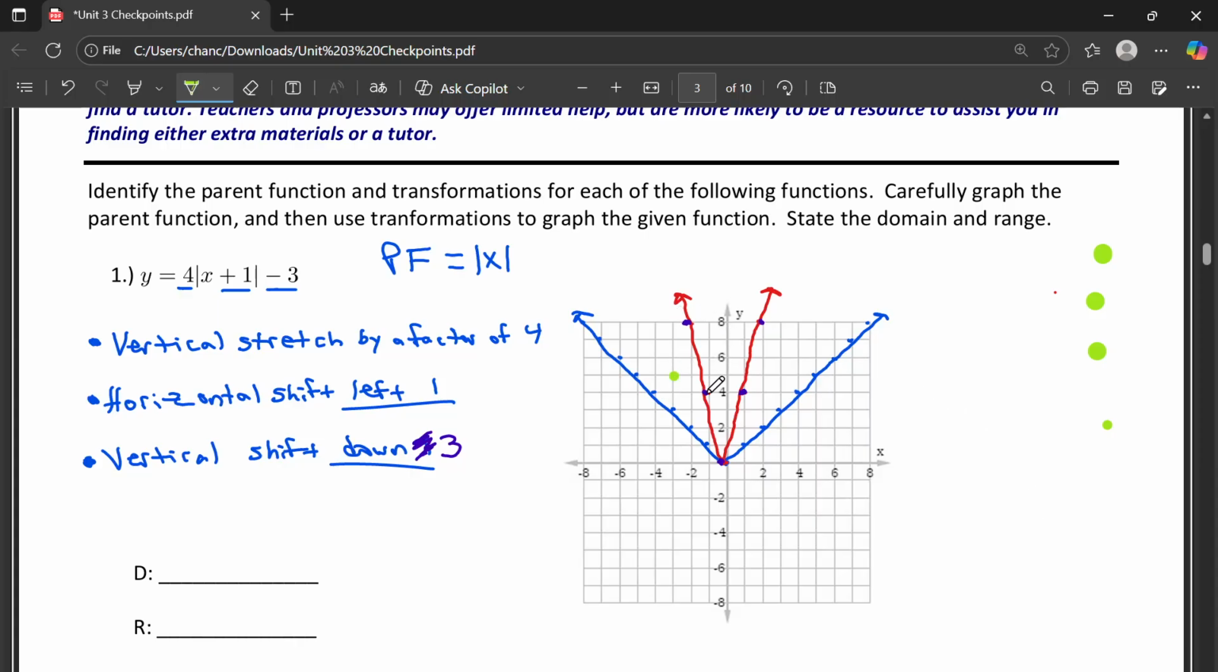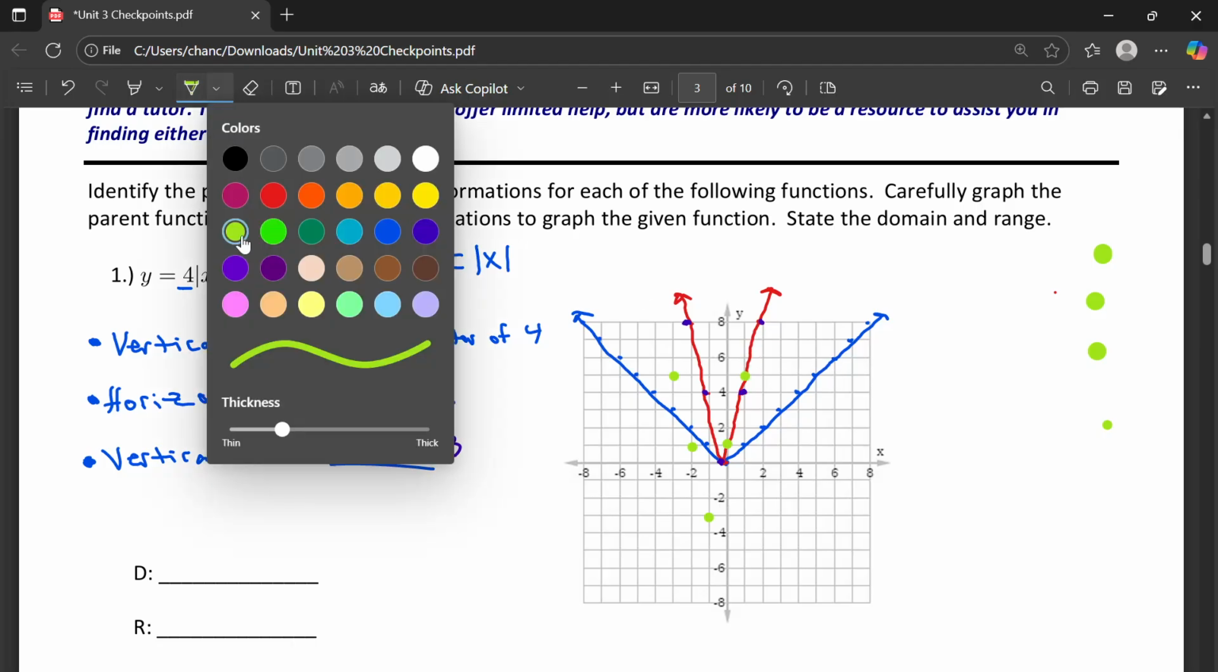Boom, point. This one, left 1, down 1, 2, 3. Boom, point. This one, left 1, down 1, 2, 3. Boom, point. This one, left 1, down 1, 2, 3. Point. This one, left 1, down 1, 2, 3. Point. All right. Let me fix that thickness.